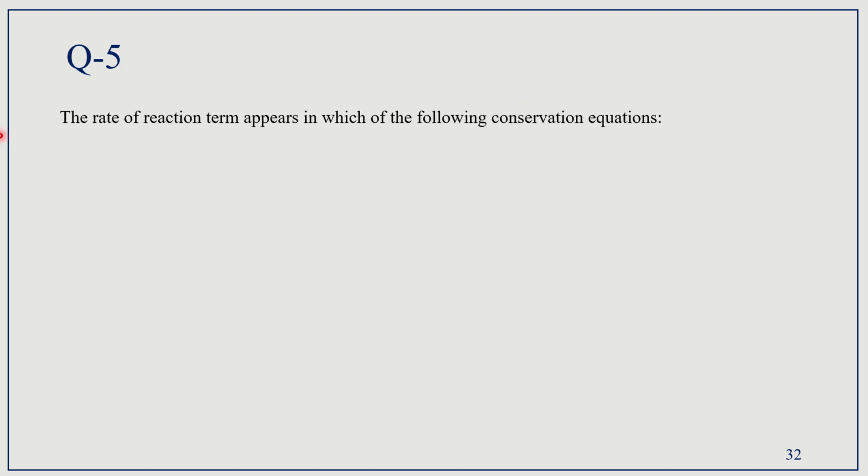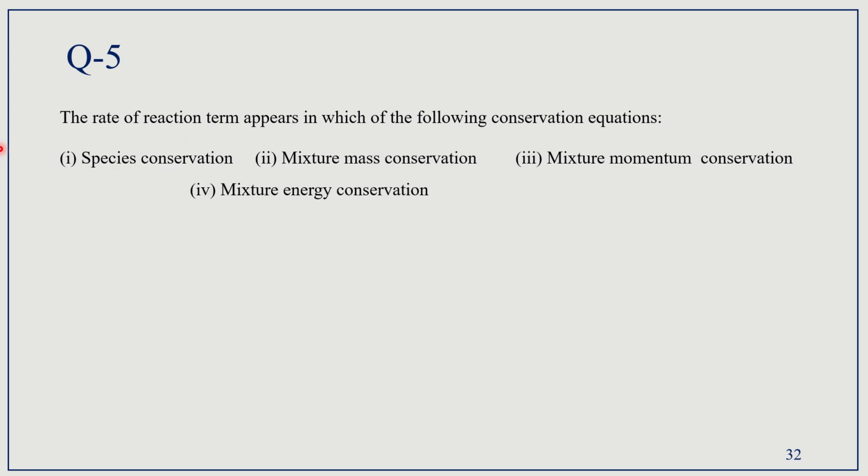We will go to question 5. In question 5, it is asked that the rate of reaction term appears in which of the following conservation equations? Options: species conservation equation, mixture mass conservation equation, mixture momentum conservation equation, mixture energy conservation equation. The rate of reaction term, that is R, tells how much the concentration is changing from inlet to outlet with respect to time. In which of the following conservation equations does that term appear?